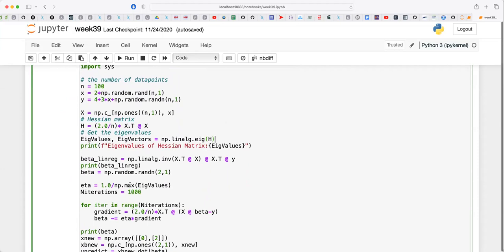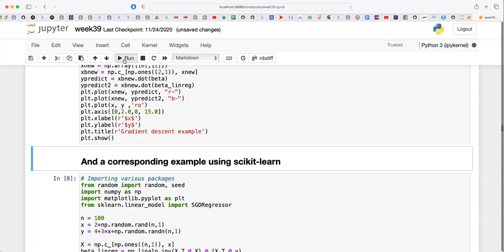Here, I could actually have calculated the inverse of the Hessian matrix in every iteration. But now I'm going to use the maximum eigenvalue, so that means it's 1 divided by the maximum eigenvalue. In principle, eta should be smaller than 2 divided by the maximum eigenvalue. But now I just put that one to 1.